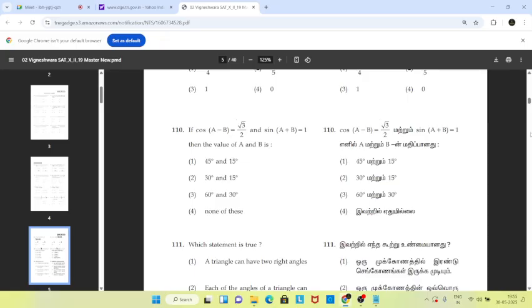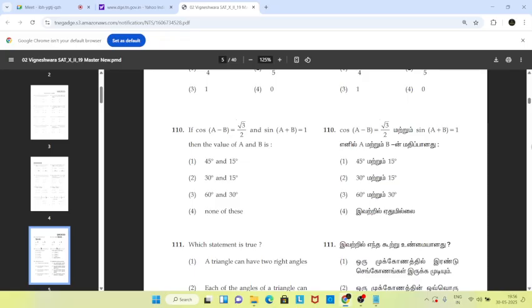Okay. Then for which cos theta do you get root 3 by 2? 30. So you find out the value. In the options, if you add the two angles, you should get 90. If you subtract one from the other, you should get 30. What is the answer? Third option. That is 60 and 30, the third option.